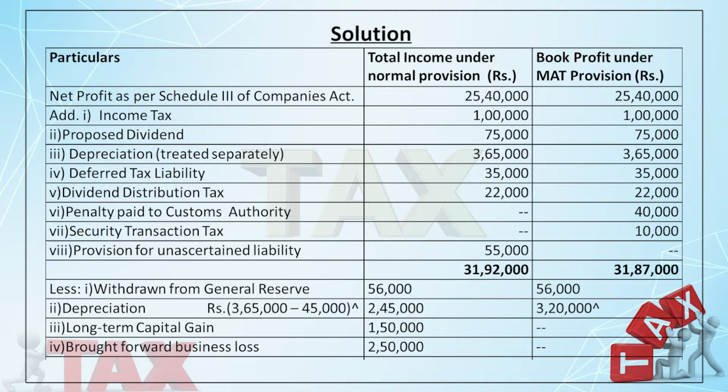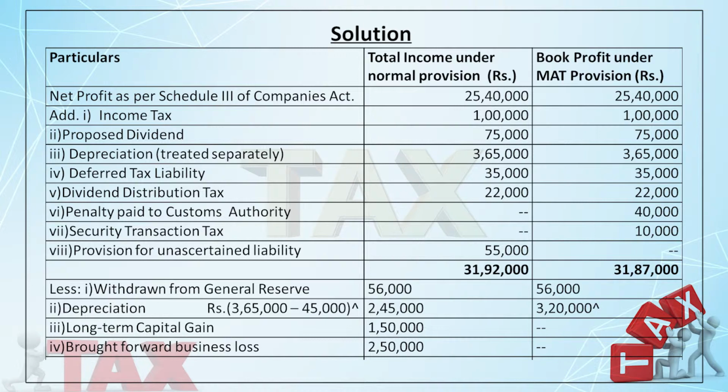And then securities transaction tax would also be added back, and provision for unascertained liability we have considered in case of computation of normal provision, but in case of calculation of book profit, it will not be considered. And then again you have to deduct certain items like withdrawal from general reserve, depreciation. Mind it, the depreciation which is arising out of revaluation should be deducted, that should not be considered. That is why we have deducted the revaluation assets.